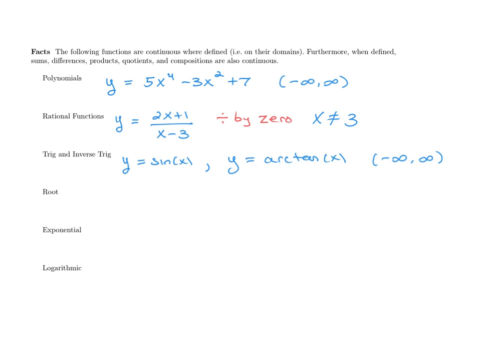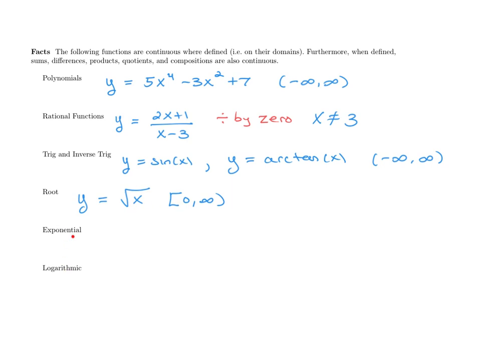Same goes for root functions. So something like, let's say, the square root of x. Where is this thing continuous? For all numbers equal to 0 or greater than 0. The only issue is if you put a negative number under the square root, that would not be allowed. So where it is defined, though, it's continuous.